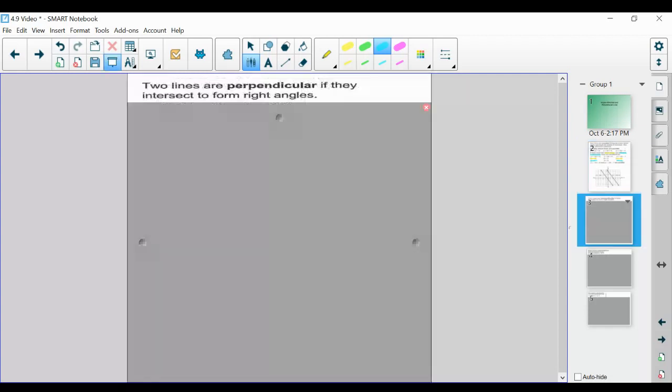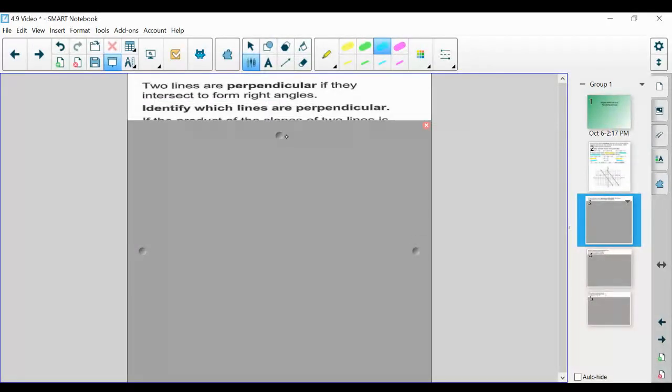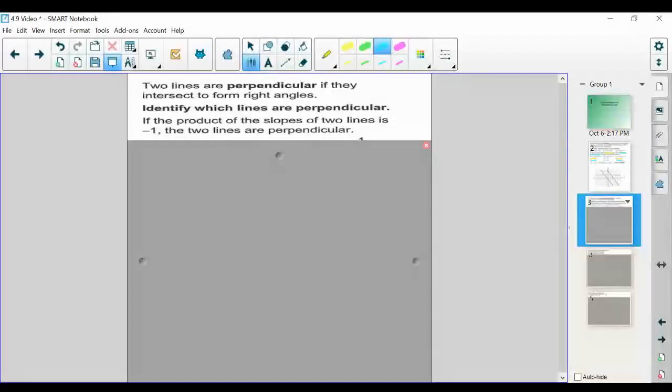We also can determine two lines are perpendicular if they intersect to form right angles. So we're going to identify which lines are perpendicular. The way that we can identify perpendicular lines is by looking at their slope. The product, that's if we multiply, the two slopes are going to be equal to negative 1. So if we take the two slopes and we multiply them, they should be equal to negative 1. If they are, then those two lines are going to be perpendicular.